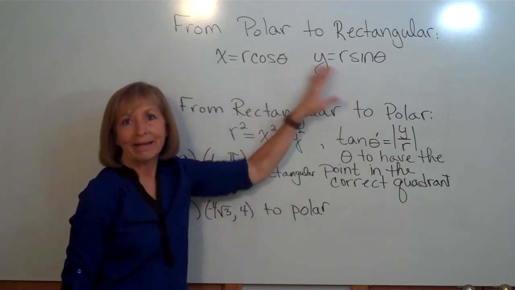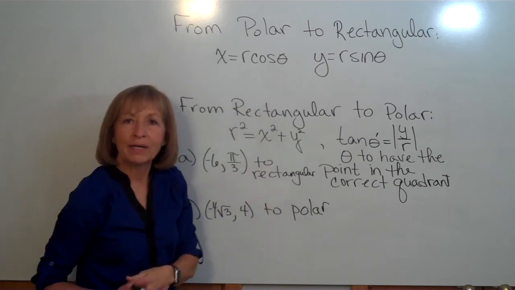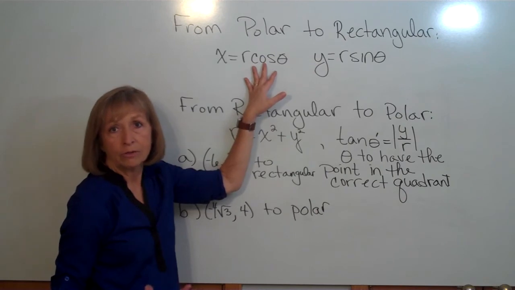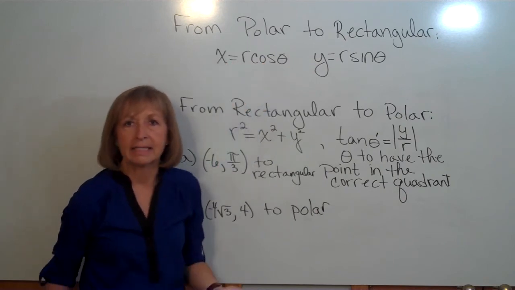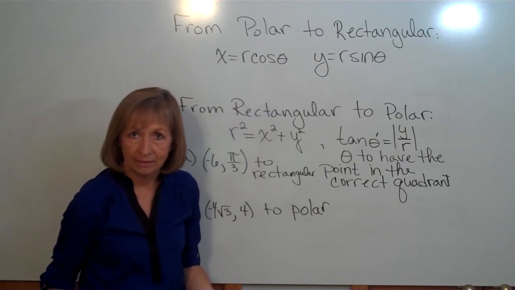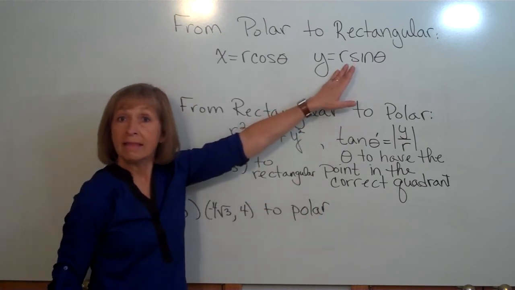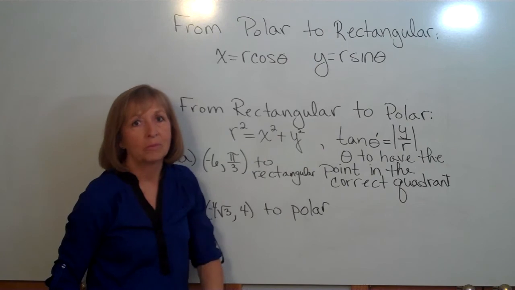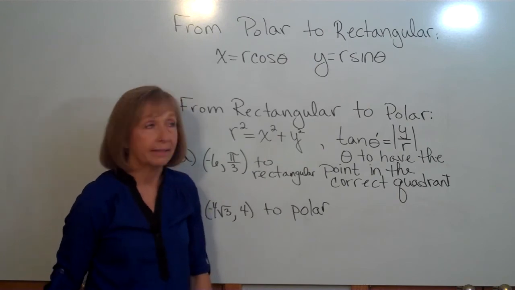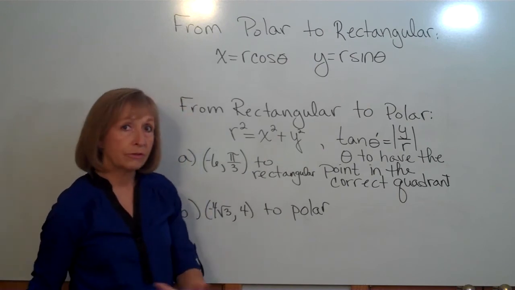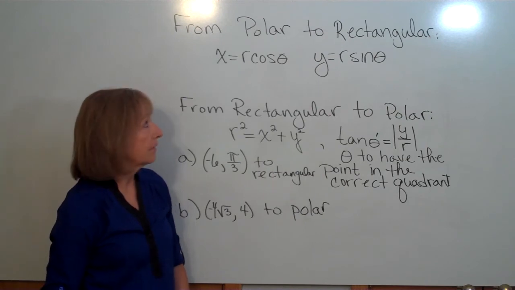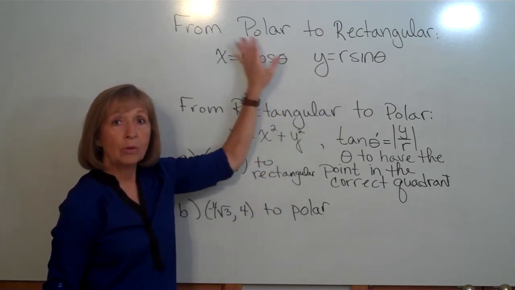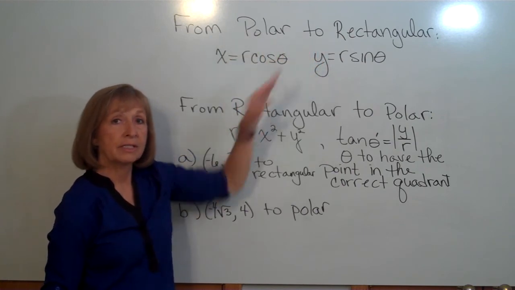And this goes back to those equations of lines that we already talked about, because r cosine theta is x, and x equal to a number is a vertical line. And r sine theta is y, and y equal to a number is a horizontal line. So that's why those curves translated into those graphs. But basically we just do that if we're going from our polar coordinate system to our rectangular coordinate system.